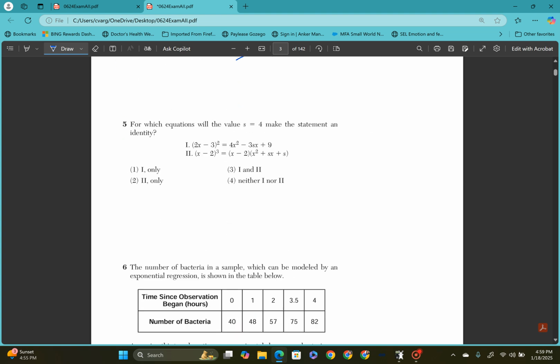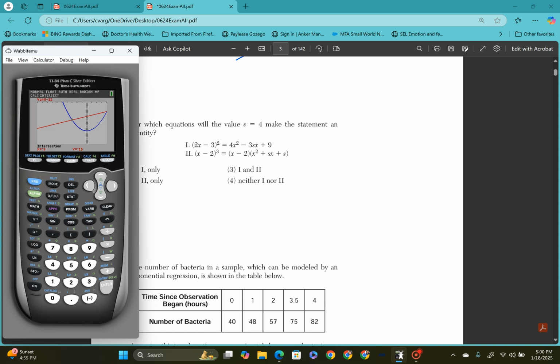Okay. For which equations will the value of s equals 4 make the statement an identity? Yeah, I could see us being able to do this, right? So you're going to put s is 4 and you are going to store in any number for x. So what is my number right now? Let me clear out of this. Let's go back and get my 2.1 into x because my calculator now has changed it. So I still want that.